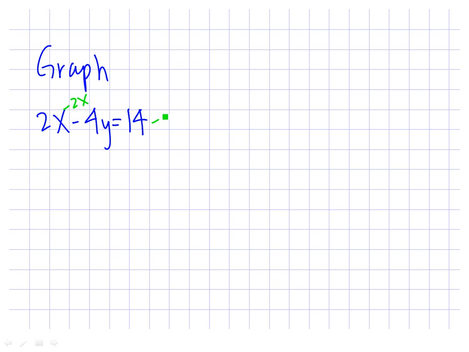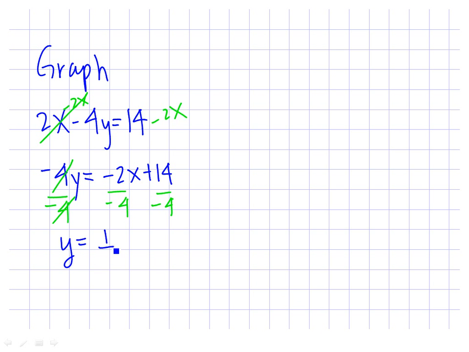And you will get negative 4y equals negative 2x plus 14. Then you would divide by negative 4. And you get y equals 1/2 x, when you reduce 2 over 4, minus, what number can go into 14 and 4? 2. 7 over 2. Alright?